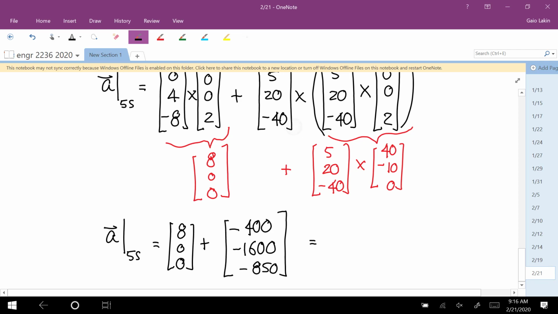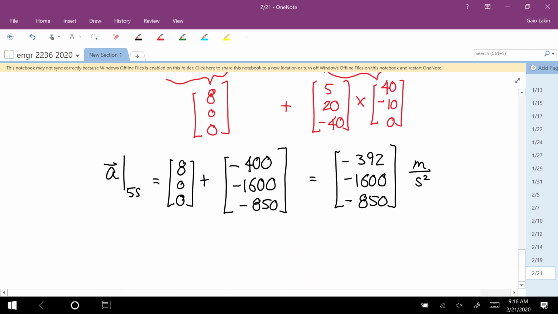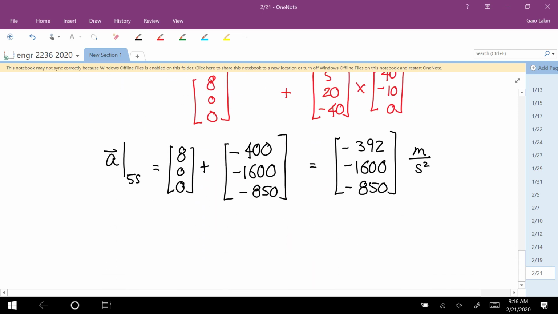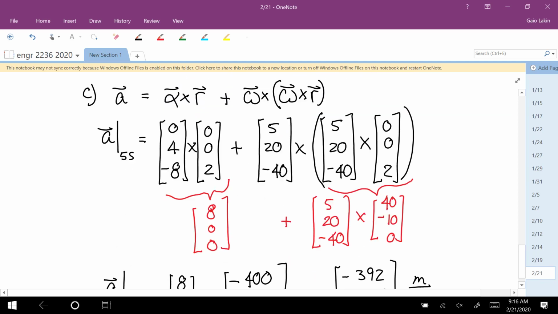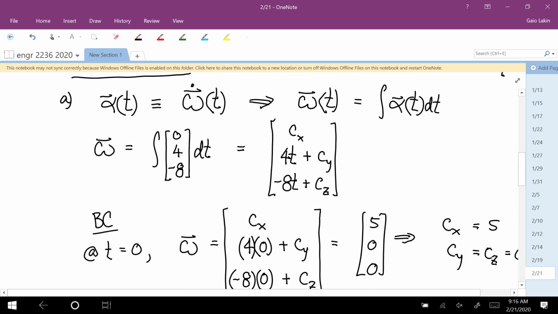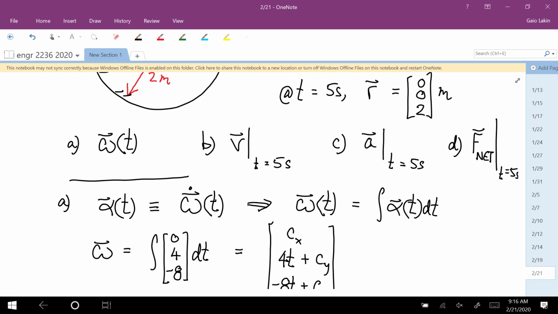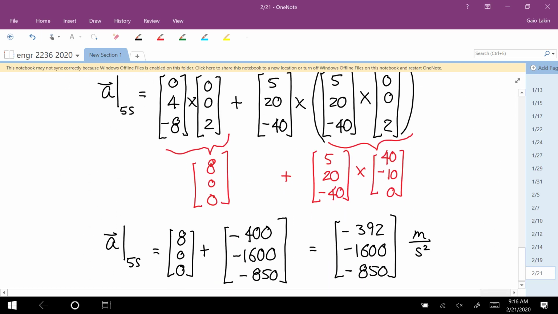And so put these all together, you get negative 392, negative 1600, negative 850, and this is in meters per second squared. And that's the total acceleration at that instant. And then the last question, part D, is just asking for the net force.